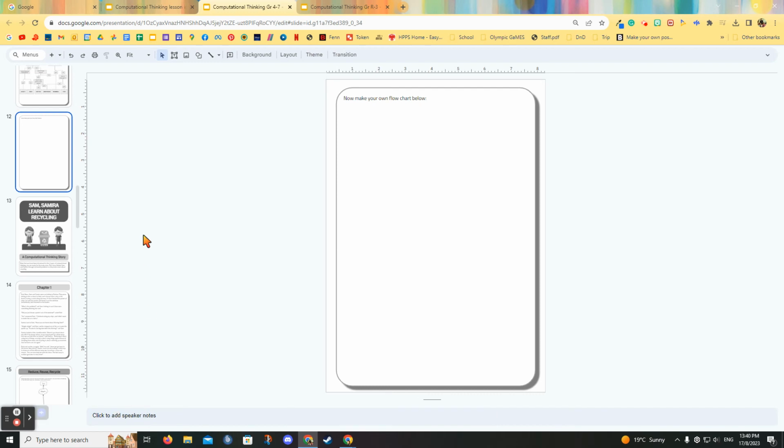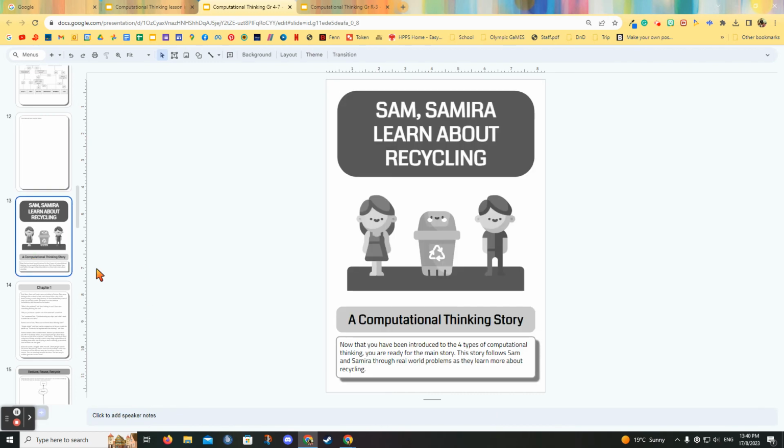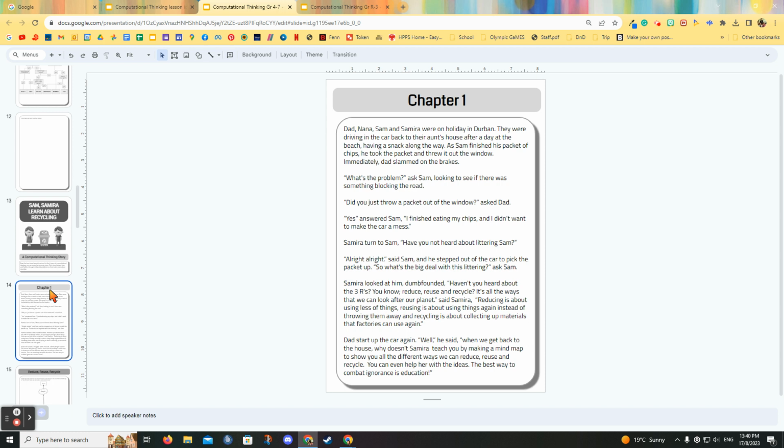Okay, so now we get into the main lessons. This one is a computational thinking story, and it's all about recycling. In chapter one, Sam throws his packet out of the window, and Dad slams on the brakes and talks to Sam about littering. And Sam's asking, what's the big deal with littering?